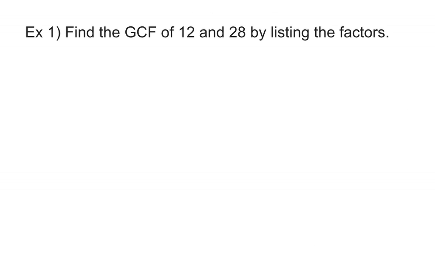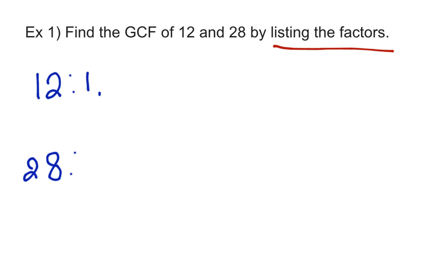Okay? Example 1. Find the greatest common factor of 12 and 28 by listing the factors. Because they specifically asked me to list the factors, that's the method I'm going to do. So I'm going to start by writing these numbers down: 12 and 28. And now what I simply have to do is list the factors of these. For 12, well, we already did this. We have 1 and 12, because 1 times 12 is 12. We have 2 and 6, because 2 times 6 is 12. And we have 3 and 4, because 3 times 4 is 12.